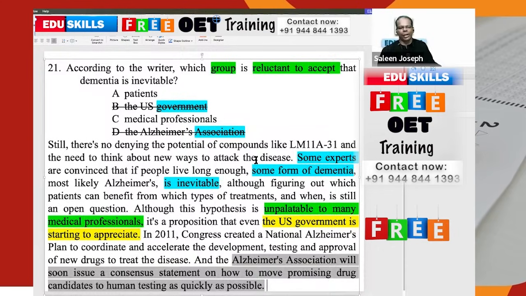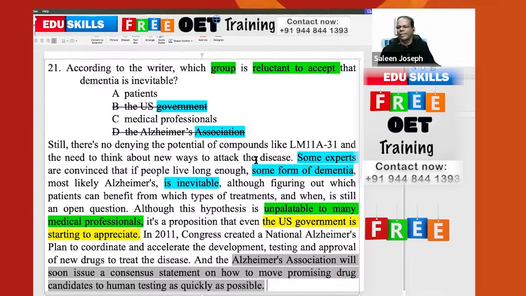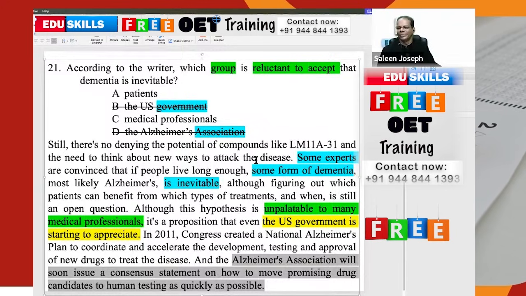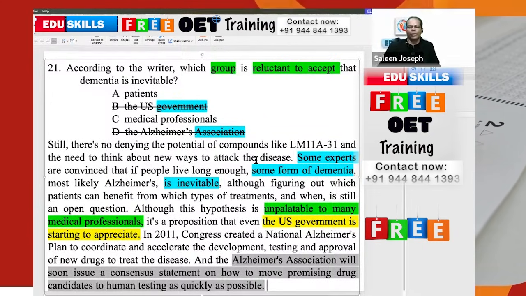Alzheimer's Association will soon issue a consensus statement on how to. Soon issue. They have not issued. Their opinion is not given at all. They may soon issue a consensus statement, means their opinion is not given. So can we say whether they accepted or not accepted, appreciated or not appreciated? No. It means they will give their response. They have not even given their response. So here the only possibility is the one that is unpalatable to many medical professionals.